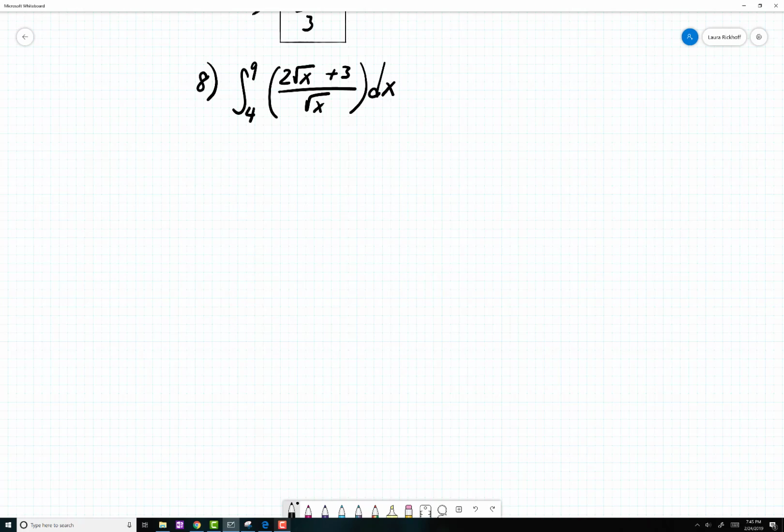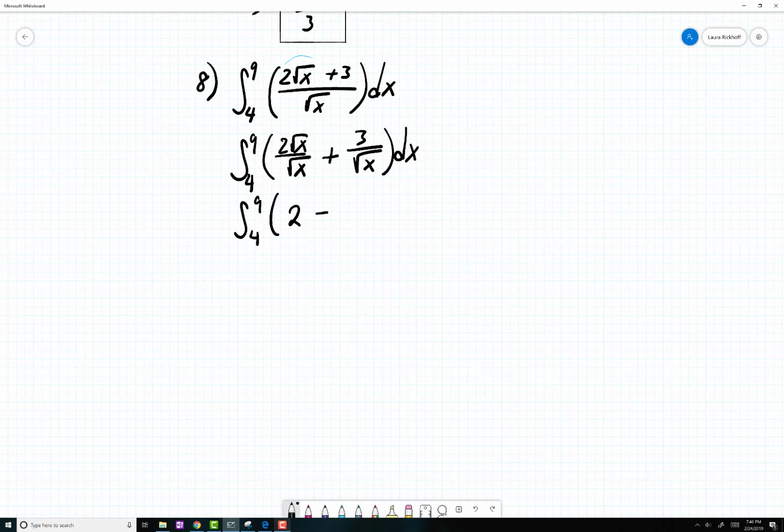So again, with this one, we don't know how to do anything overly complicated. We don't have a quotient rule for integrals, so we're going to need to look for some sort of simplification. And if ever I have one thing on the bottom and a bunch of things on top, I know that both of these pieces are being divided by root x. So if I split that up as the 2 root x is being divided by root x, and the 3 is being divided by root x, I've got these two simpler integrals.